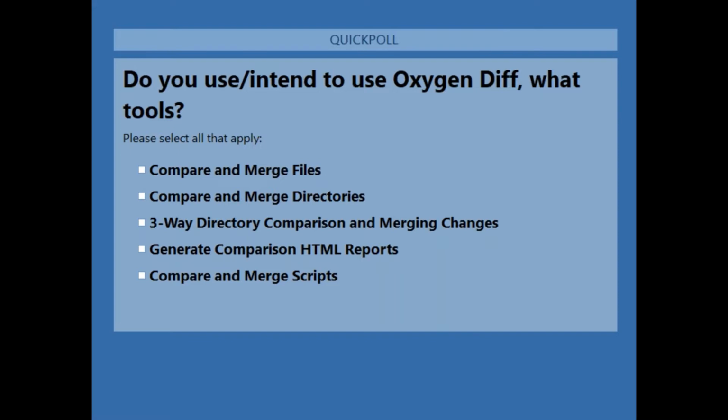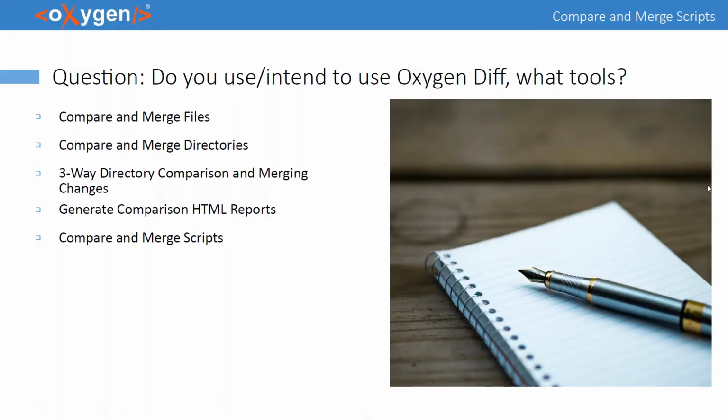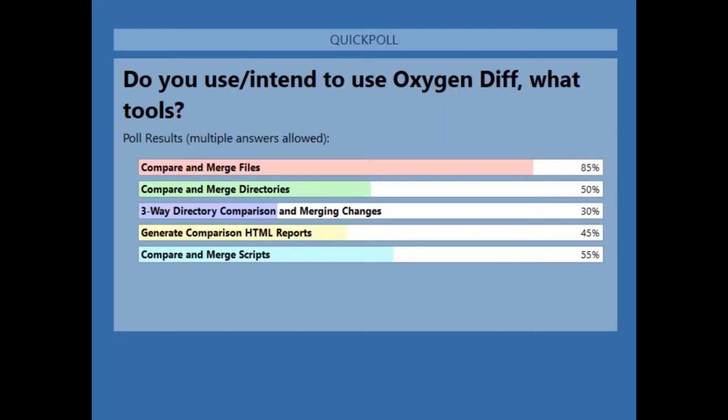I think we can stop the poll now and see the results. So I see that most of the tools are used. The most used one is compare and merge files, and then we have compare and merge directories. And I see that there are also some of you that wanted to use the new support, which is great. And I hope I will convince you to use it.